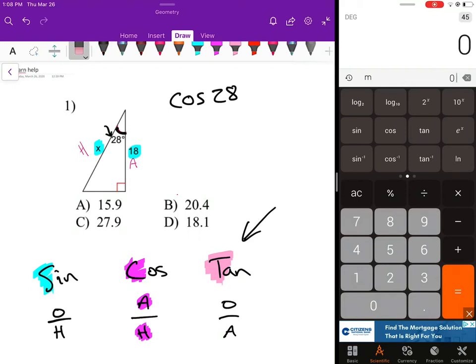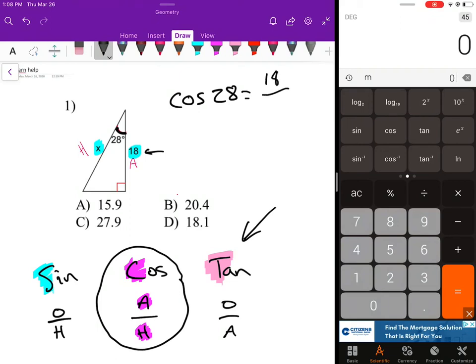28 was the degrees of the angle that I'm using. So cosine 28 is going to be equal to, remember, A over H. What's my A? Well, my A was 18, right? So cosine 28 is going to be equal to 18 over H.